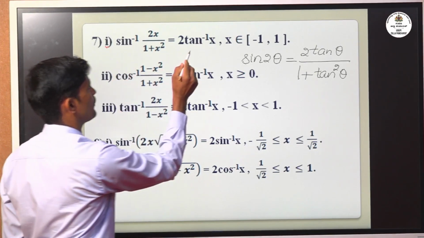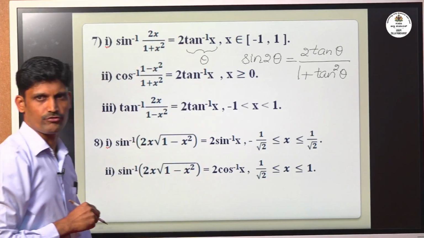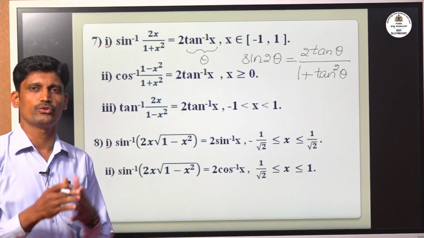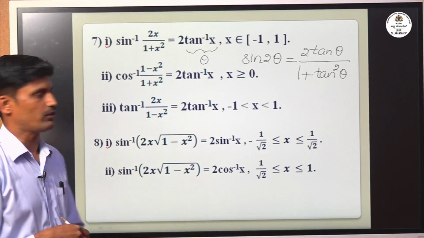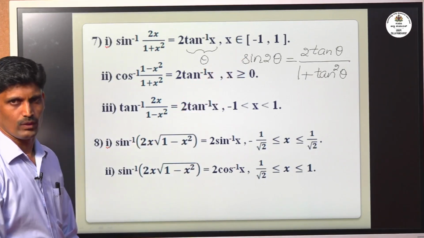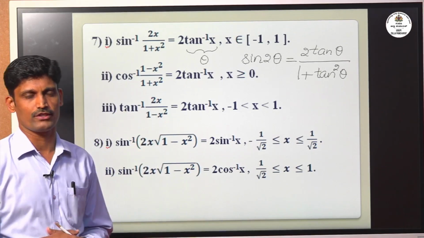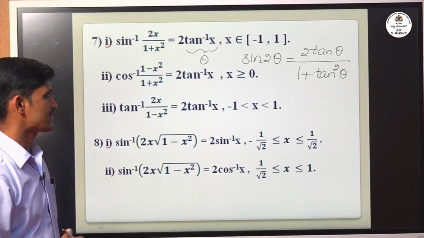We are taking this tan inverse x as theta and using the sin 2 theta formula, which also helps you to decide the domain of this formula, that is x belongs to the closed interval minus 1 comma 1. For what value of x does this formula hold good? They may ask questions on that. Let us see those answers later.